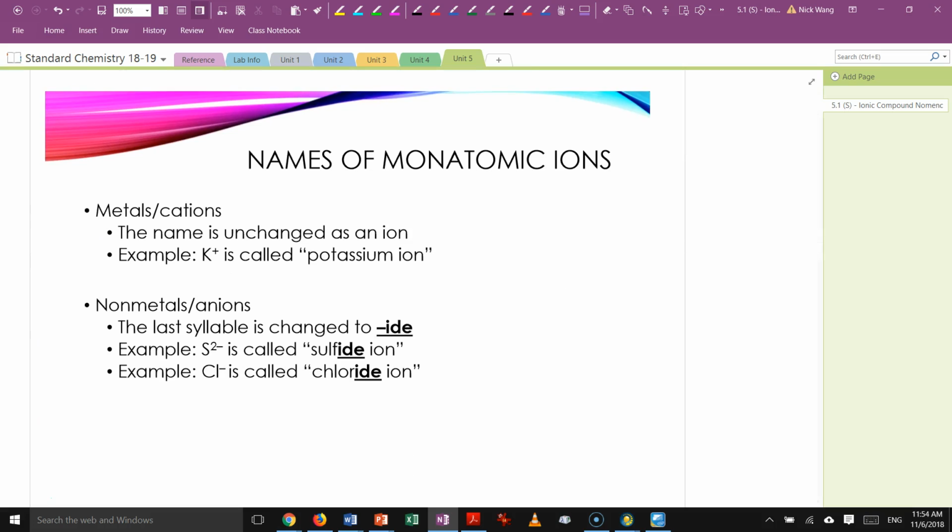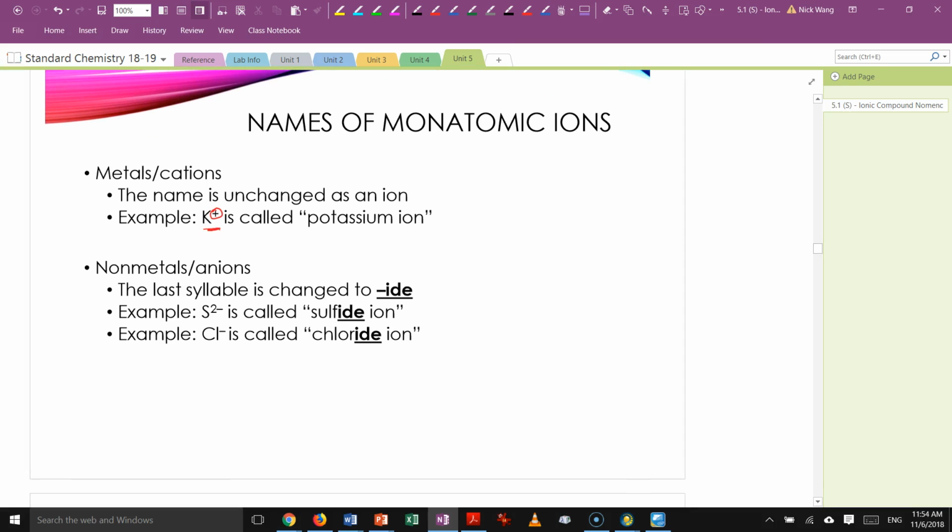Let's talk about how we name these. For monatomic ions, when it comes to the metals or cations, the name doesn't actually change. Whatever element becomes a positive ion, we just call it that element with the word ion attached to it. So the name is unchanged. Therefore, K+ as an example would just be called potassium ion, because K+ is positive, so we know it's a cation. We just call it potassium ion.